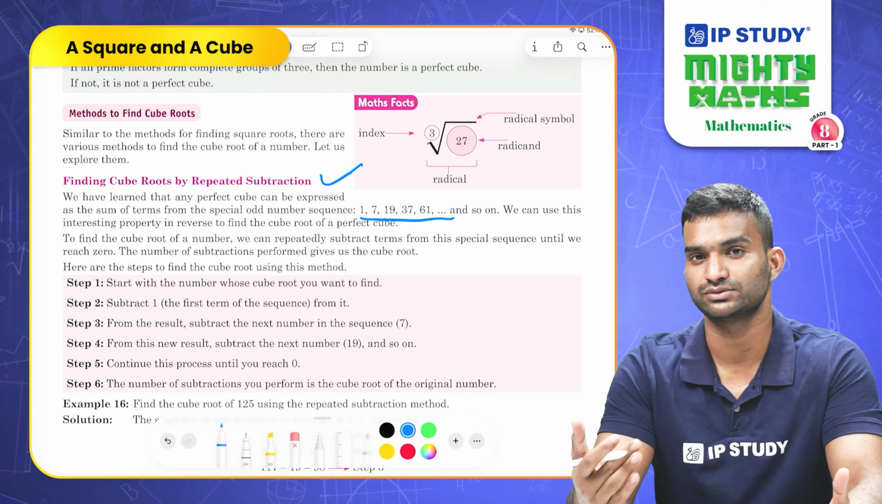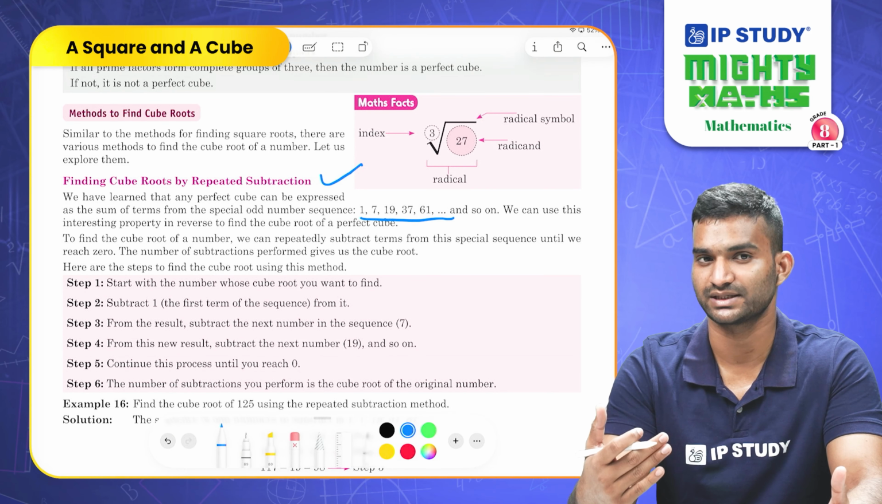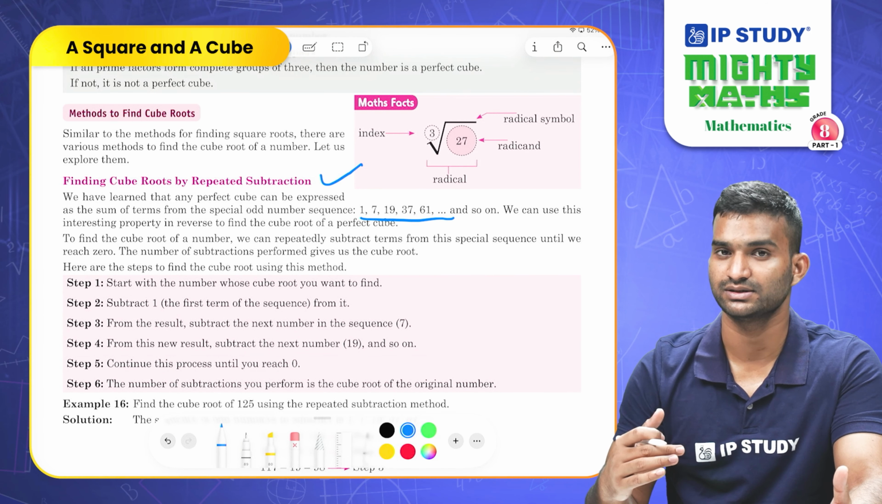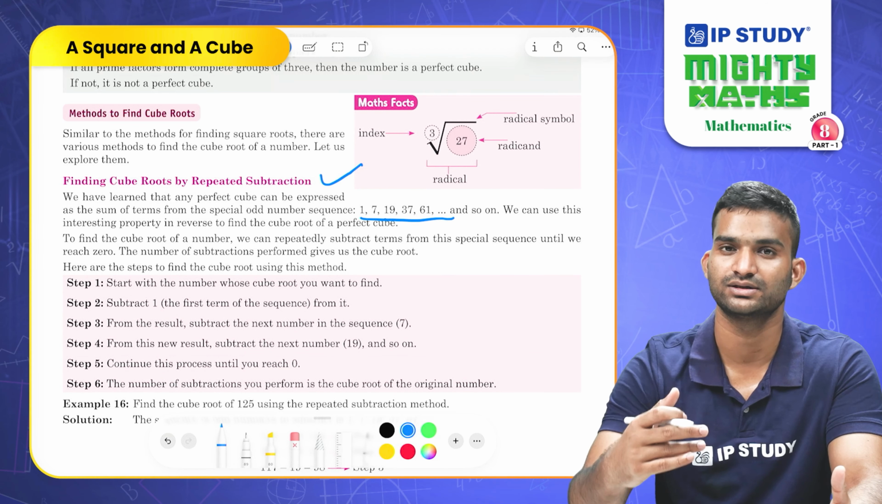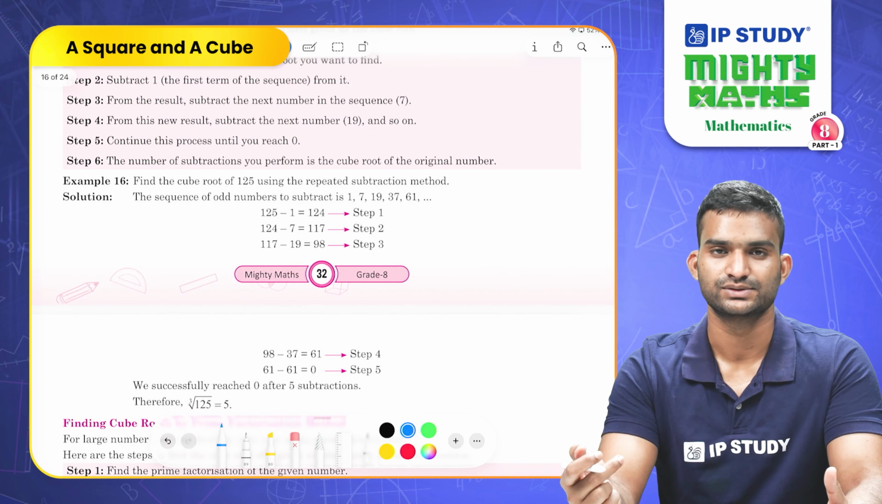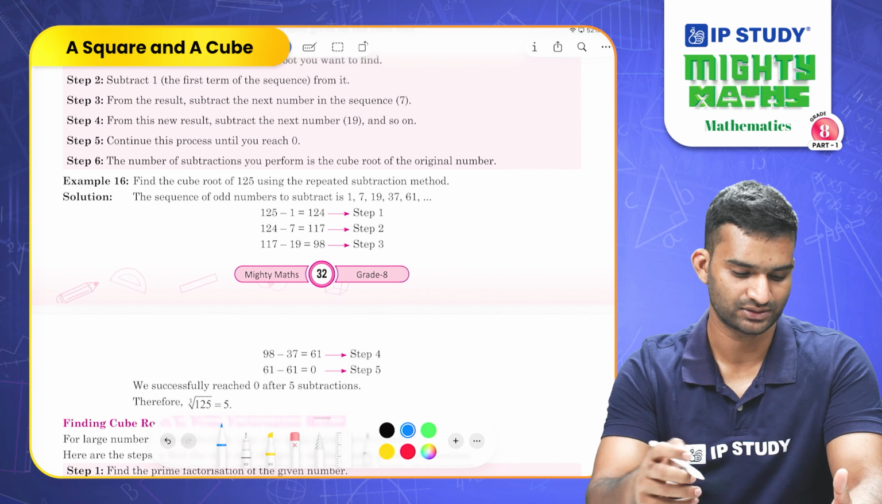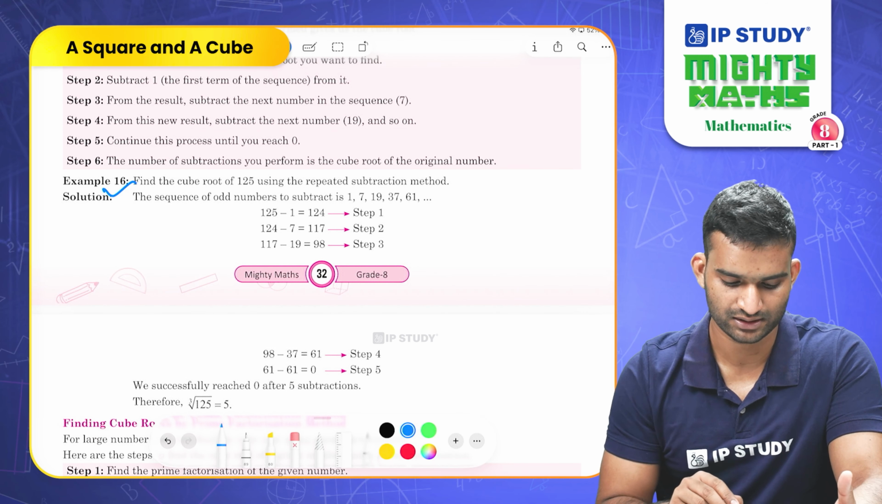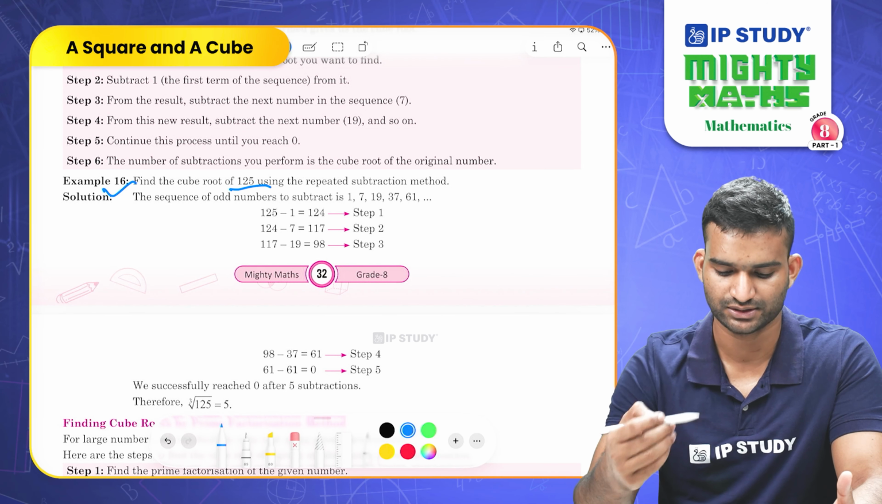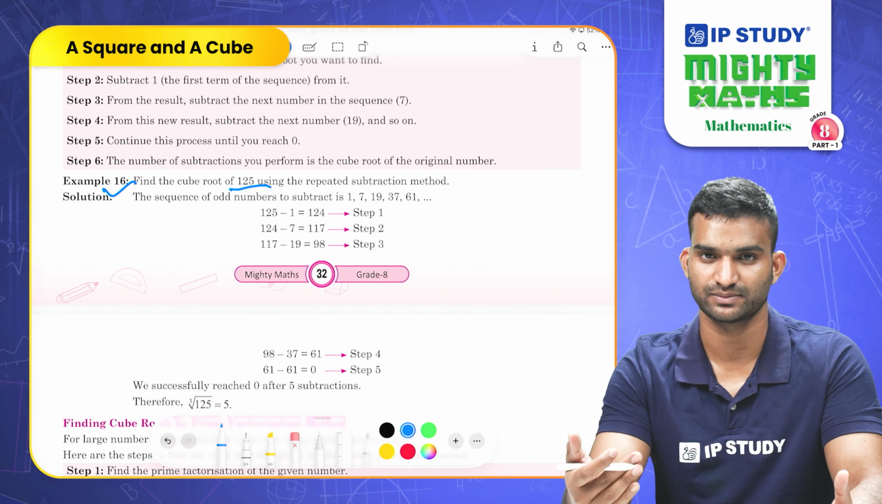What we need to do here is keep on subtracting its terms in sequence until we reach 0, and we get the cube root of the number. Let's understand this method using an example. Here we need to find the cube root of 125 using the repeated subtraction method.